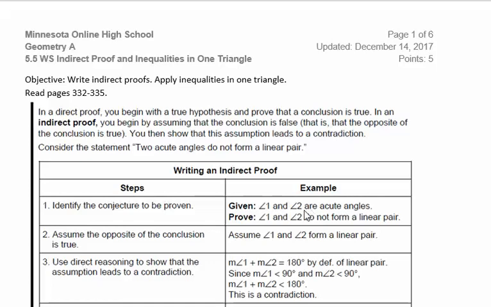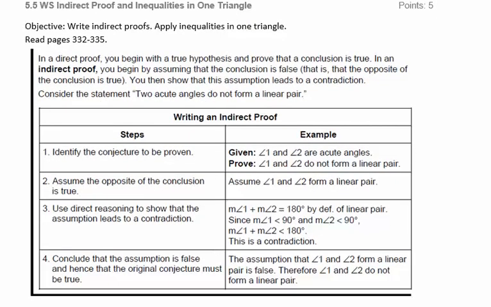Hello, this is Ms. DB, and in this video we are going to review some of the problems on the Chapter 5, Section 5 worksheet on indirect proof and inequalities in one triangle. You should first read through pages 332 to 335 and make sure you get a good idea of what this assignment is about before watching this video.